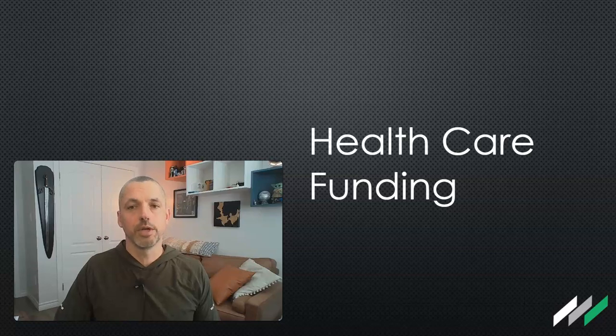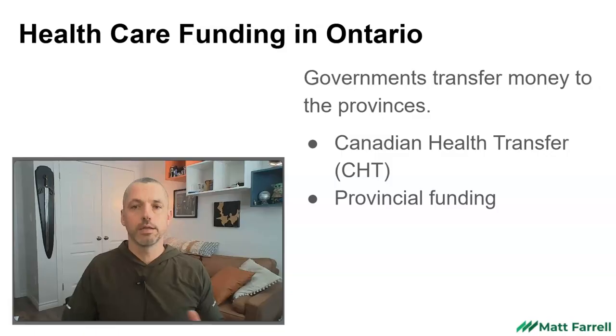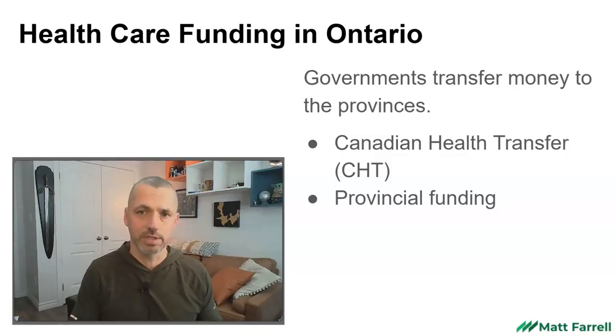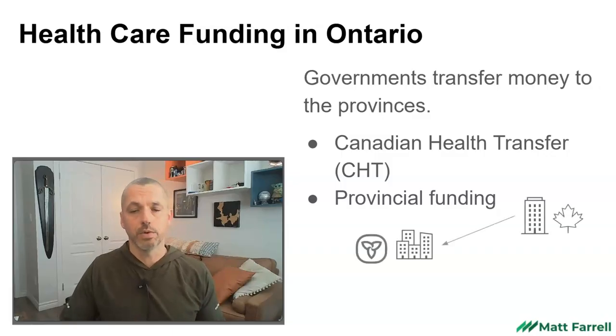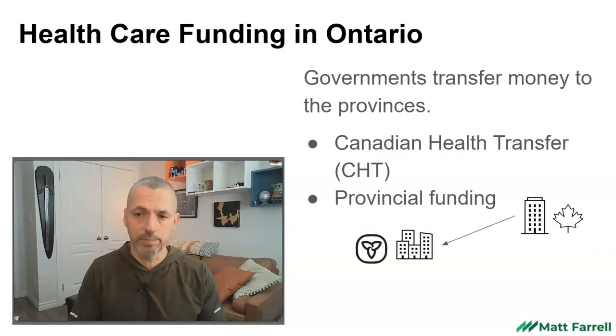In this video, we're going to look at healthcare funding in Ontario. In Canada's federal system, our federal government transfers money to the provinces to help fund healthcare. That's called the Canadian Health Transfer. Provinces can also fund their healthcare systems through their own domestic tax base. So, let's use Ontario as an example.